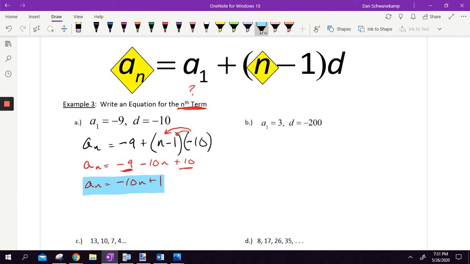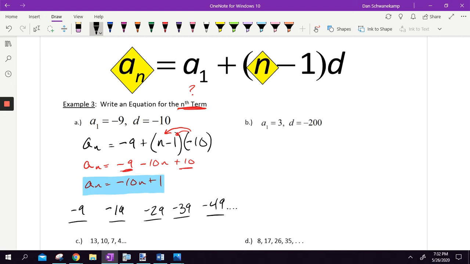What that is, is a formula that I can plug any number into really quick, and I can find the term. So let's just test it out. Let's do 5 terms. The first term is negative 9, and my difference is negative 10. So I'm going to subtract 10 each time. So like negative 19, negative 29, negative 39, negative 49, and so on.